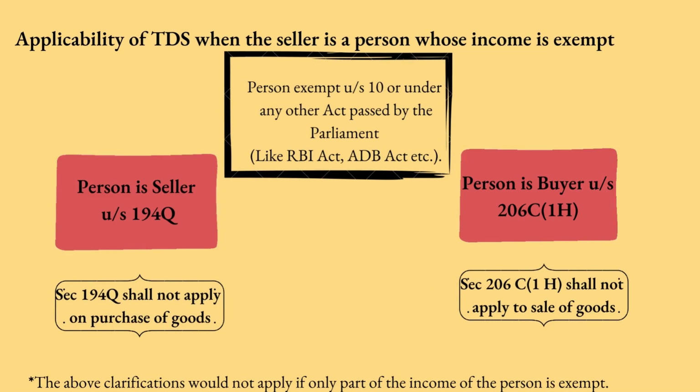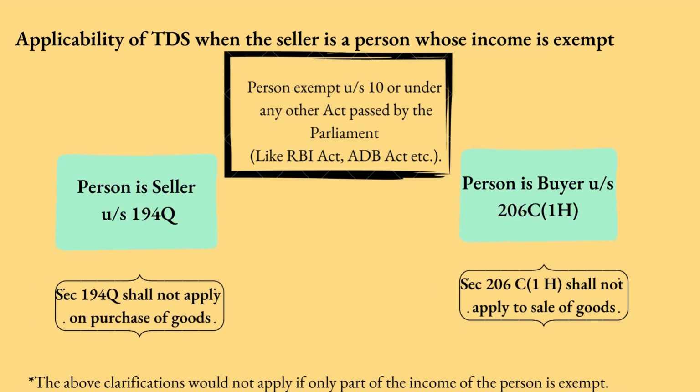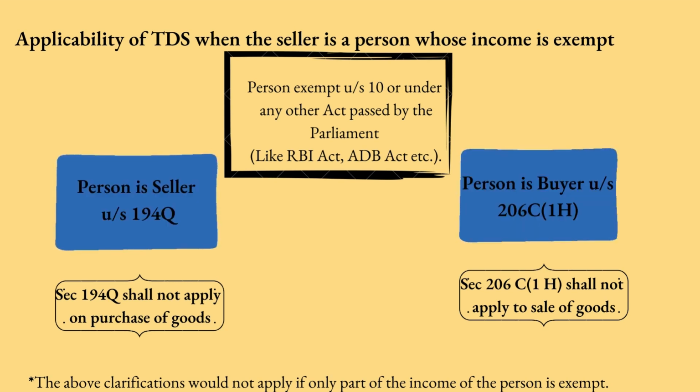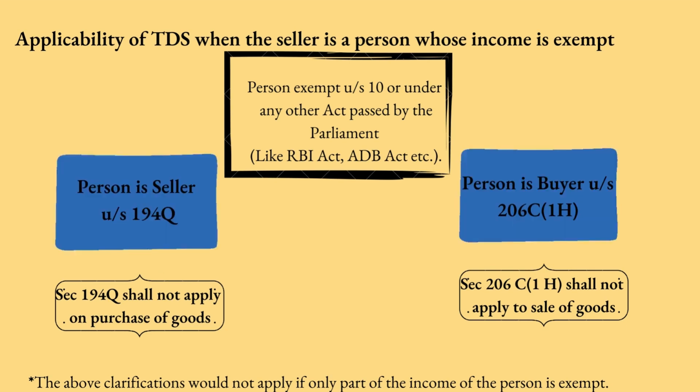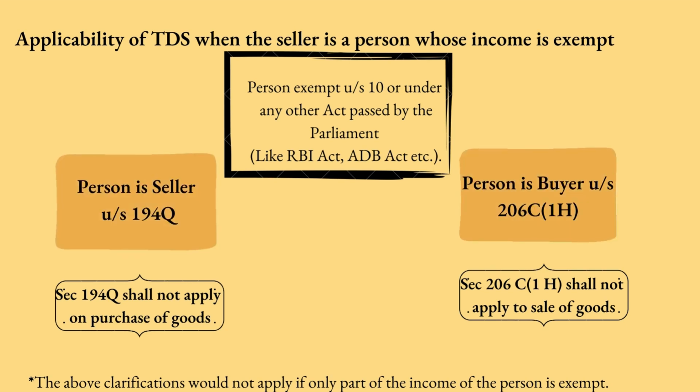Next clarification is whether tax is to be deducted when the seller is a person whose income is exempt. The answer is no. Section 194Q of the Act shall not apply to a seller whose income is exempt. That is, the provision of Section 194Q shall not apply when a buyer purchases goods from a seller whose income is exempt, like a person who is exempt under Section 10 or under any other Act passed by the Parliament.